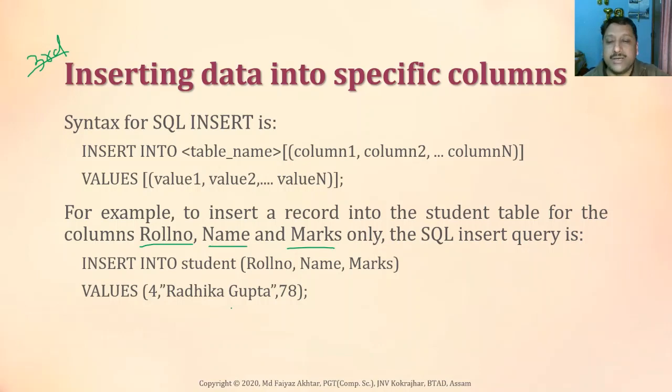Then what is the query here? Insert into command is given, and then roll number, name, and marks. Only 3 column names are mentioned here, so only 3 values are to be provided here: 4, and the name is given here, and the marks are given here. Then what happens to the other 2 columns? Both the columns will get null values automatically. And later you can update those values also. That is possible.